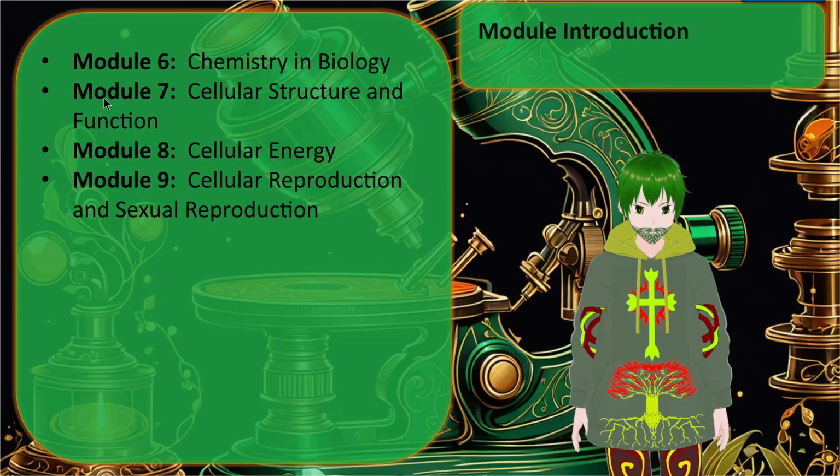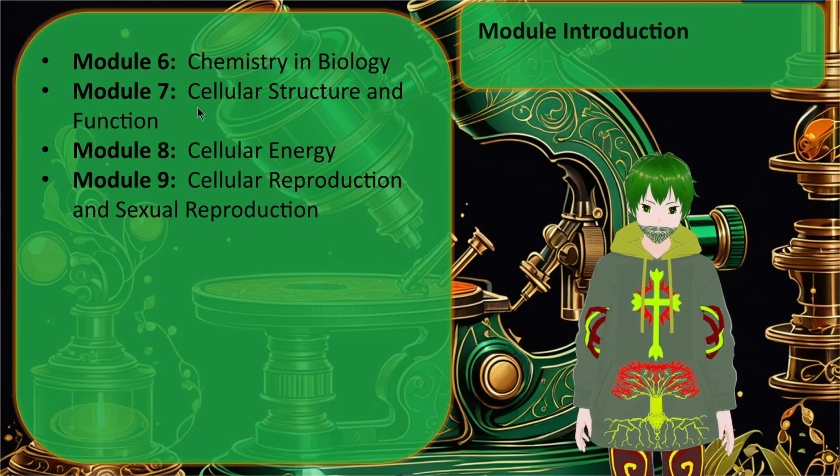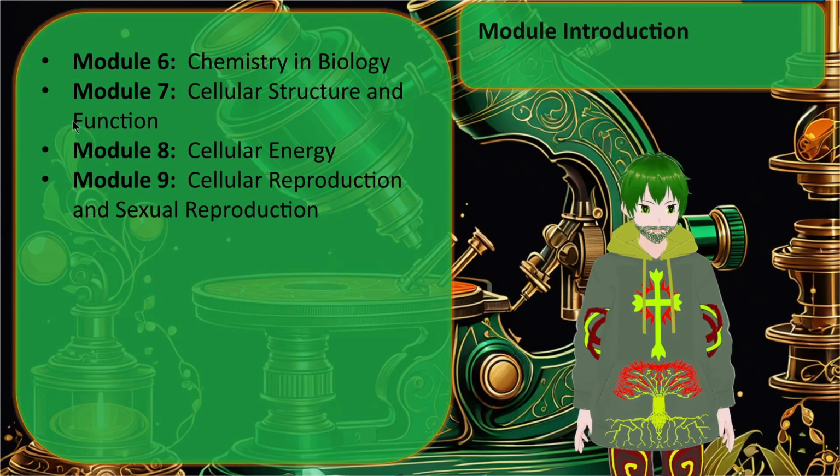There'll be four. So what you can expect coming up is today's introduction, which will jump straight into the chemistry of biology, also known as biochemistry. Then we'll move into the second module, Module 7, which looks at cell structure and functions. Then we'll move into cellular energetics or cellular energy, namely photosynthesis and cellular respiration as part of Module 8. And then we will wrap up with Module 9, which deals with cellular reproduction and sexual reproduction.